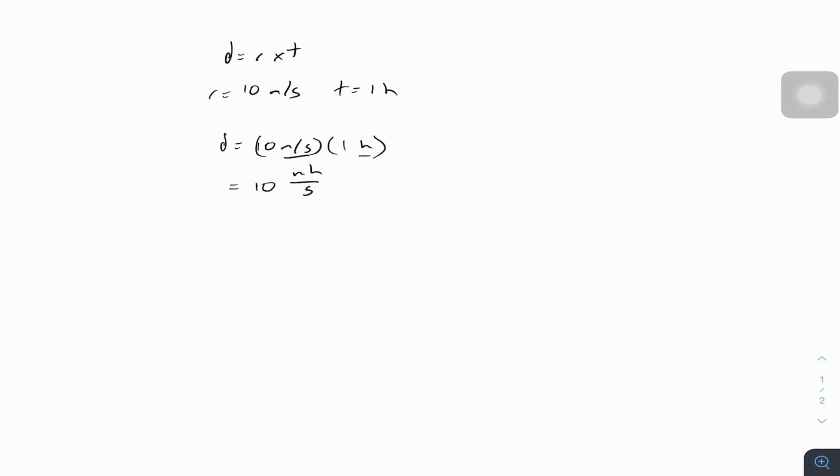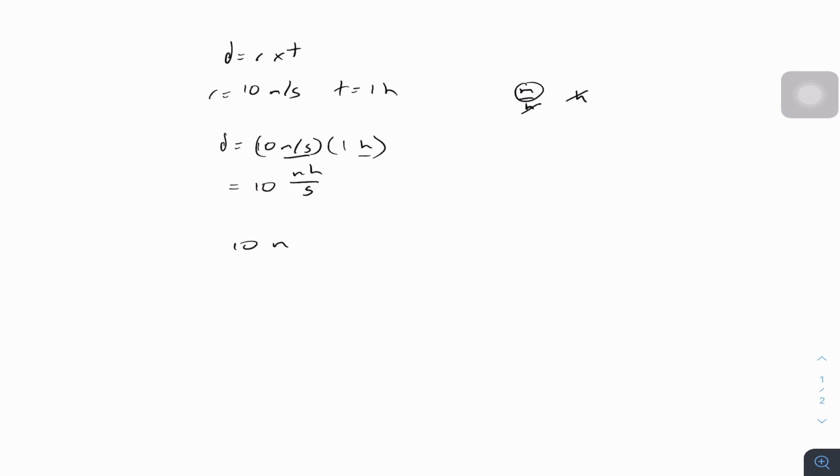to convert 10 meters per second into 10 meters per hour. It's not going to be 10 meters per hour, but when we convert it to meters per hour and multiply by the 1 hour, which has a unit of hour, the hours cancel out and we're left with meters. This is the unit we want to find the distance in. So let's convert 10 meters per second into meters per hour using the dimensional analysis technique.